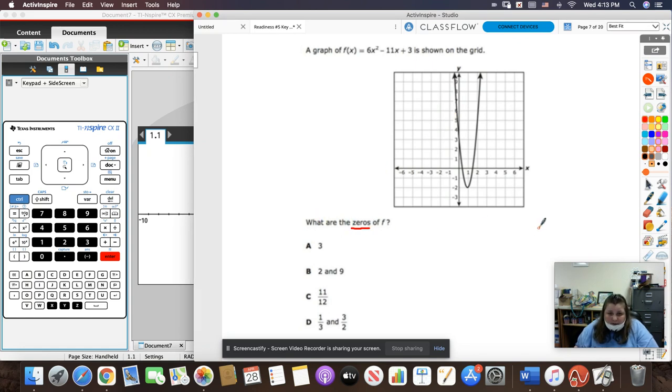It could have said, what are the x-intercepts? It could have said, what's the y-intercept? And you would just be looking for where it touches the y-axis. And it could have said, what are the solutions? Any of those things would have mattered.